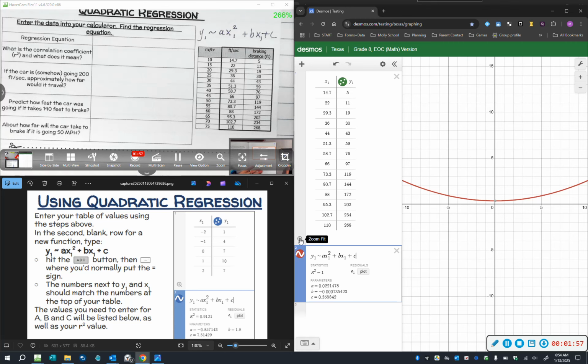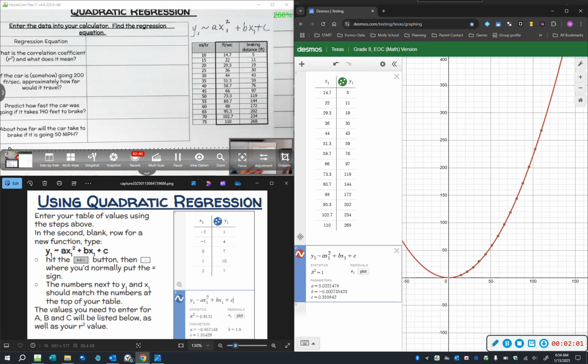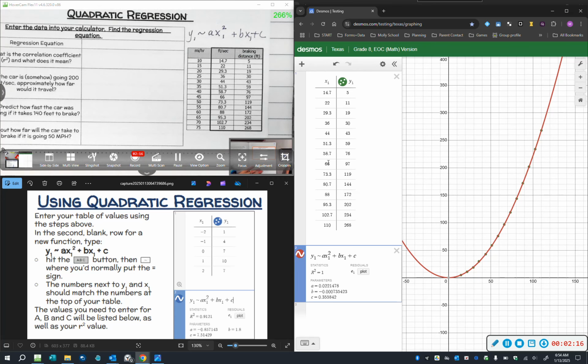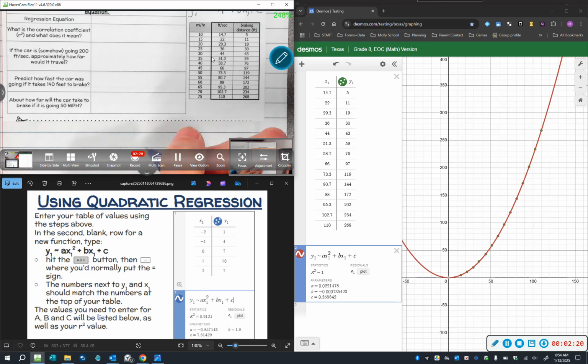Now again, if you remember, you can always go to zoom fit here, and you can zoom out so that it actually shows you your function. And as we can see for this one, this is basically perfect. I think they used a function to generate this table. Okay, so what I'm going to do now is zoom out a little bit, and write down what A, B, and C were.